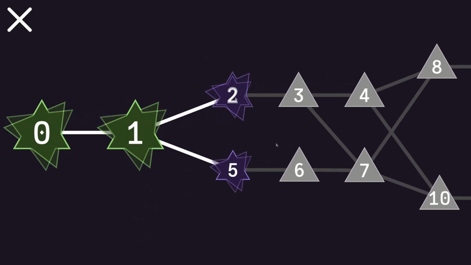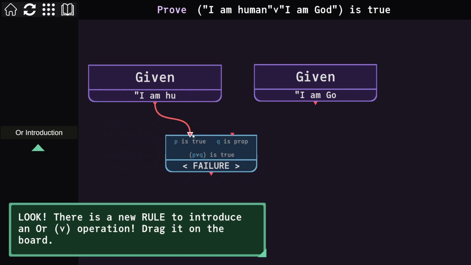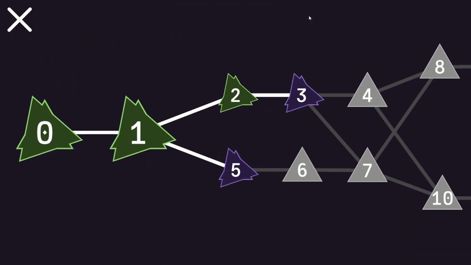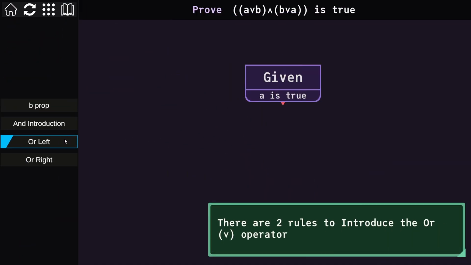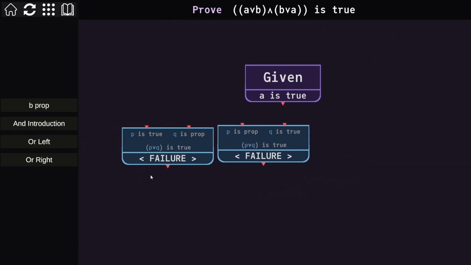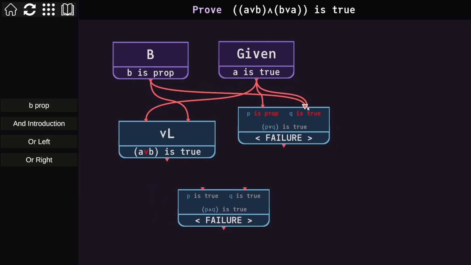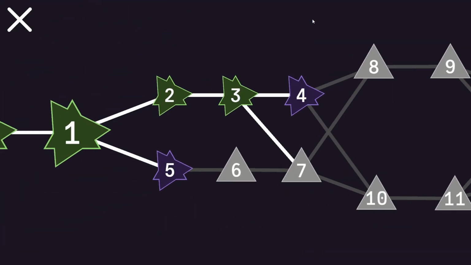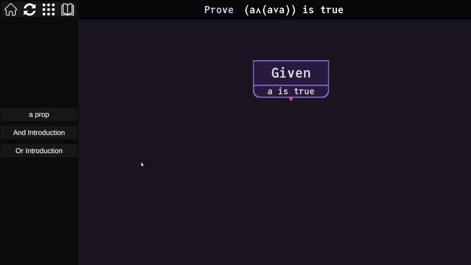Level 2. Again, a very simple level. Just match the patterns in the OR introduction rule to prove the answer. Level 3. If you're confused by why there are two different rules for introducing the OR operator, look at the patterns. The order of inputs is very subtly different. Level 4. A hint of pattern matching may be required here.